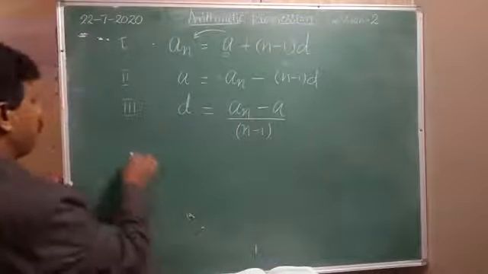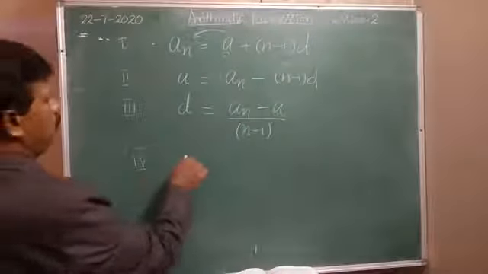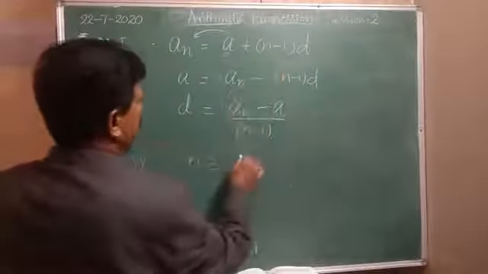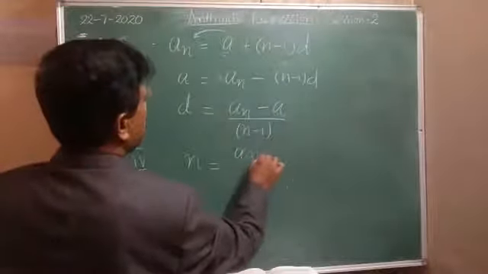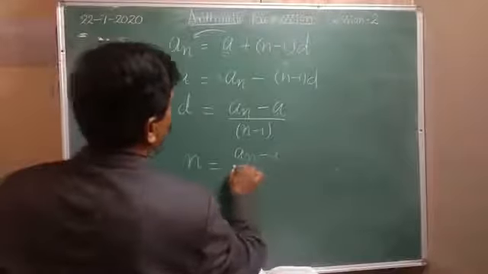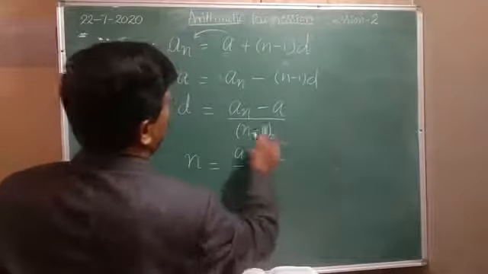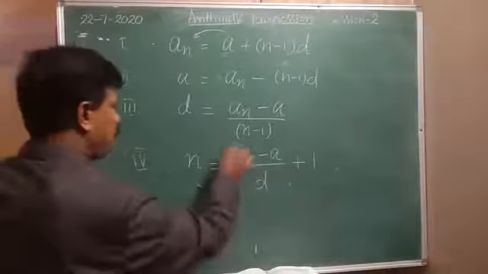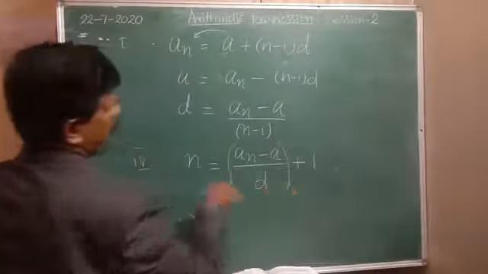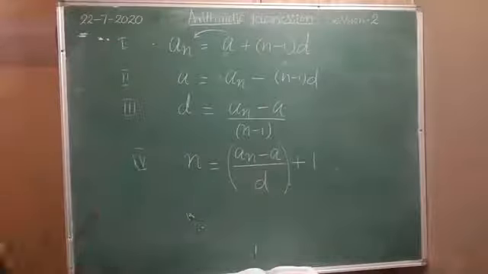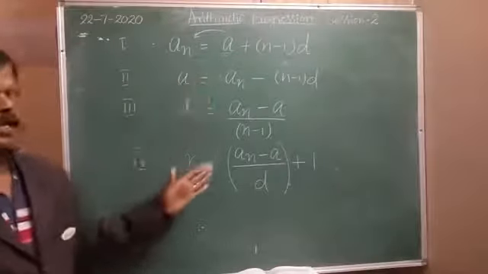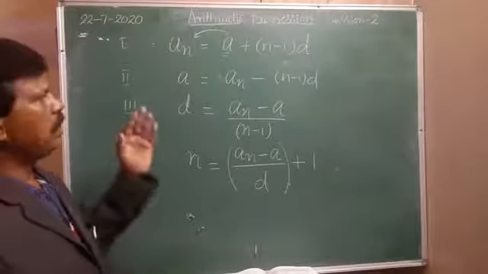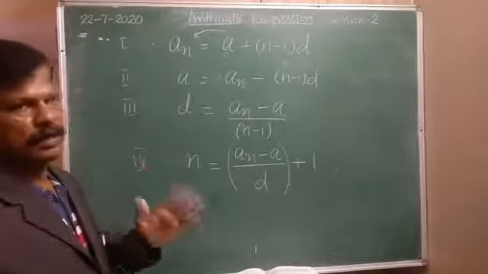Then the fourth formula, to find n. To find n, you can write this as an minus a, whole divided by d, and this minus 1 becomes plus 1. So all these things in a bracket and then plus 1. These are the 4 important formulas in arithmetic progression, used for finding the number of terms.